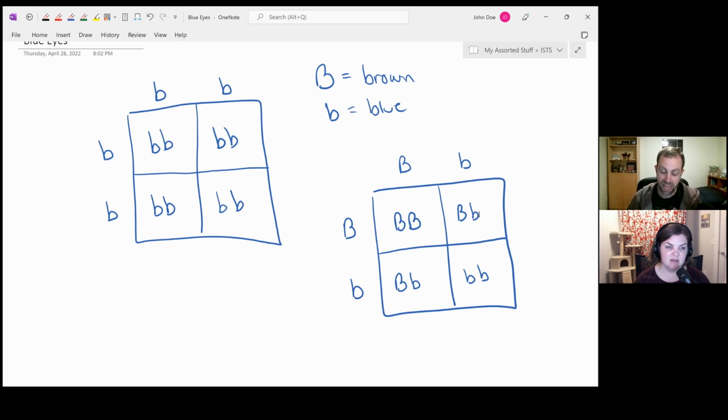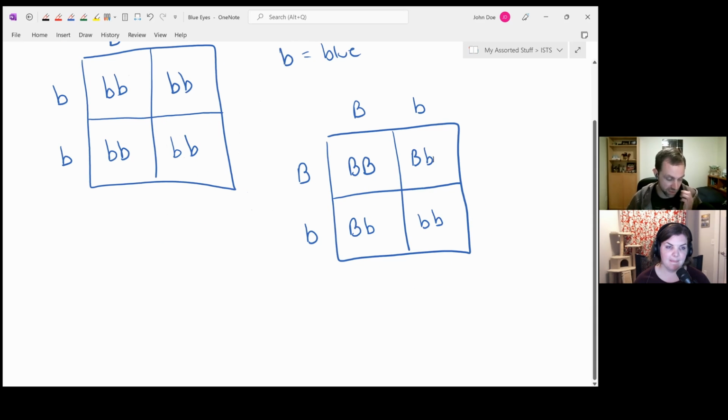Interesting. And this is where the other thing you talked about, the odds of having things, comes from. There would be a 1 in 4 chance that these 2 parents, if they each had one copy of the brown gene and one copy of the blue gene, one that does make melanin and one that doesn't, would have a 1 in 4 chance, or a 25% chance, of having a kid with blue eyes. Nice.